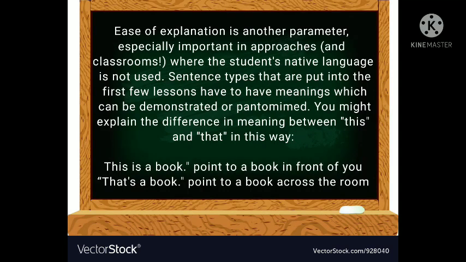Ease of explanation is another parameter, especially important in approaches and classrooms where the student's native language is not used. Sentence types that are put into the first few lessons have to have meanings which can be demonstrated or pantomimed. You might explain the difference in meaning between this and that in this way. This is a book, so you point to a book in front of you. That's a book, so you point to a book across the room.